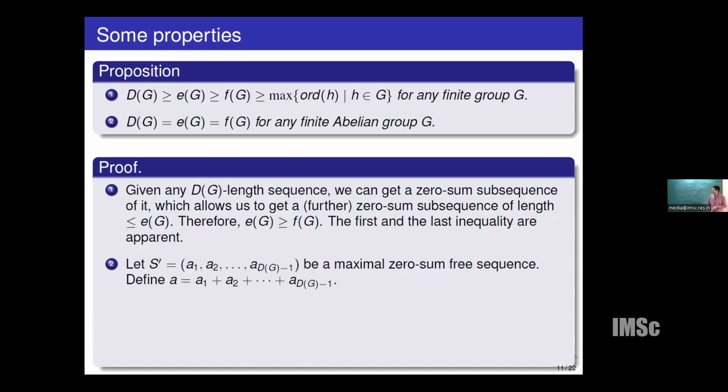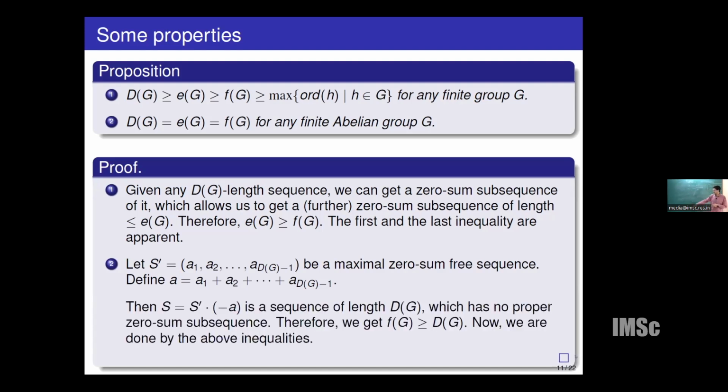And on the other hand, if you have a finite abelian group, and you take a maximum zero sum free sequence, and we can do it up to a length of Dg minus 1. So with that, I just add the elements and I add the negative of it to the sequence. Now it will be fairly simple to see that this adds up to 0, and this does not have a proper subsequence which adds up to 0, which will show us that Fg is greater than or equal to Dg, and from the reverse inequalities we will get that D equal to E equal to F in case of finite abelian groups. Okay.